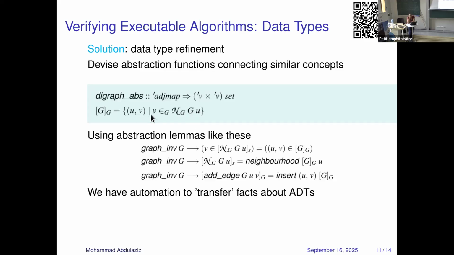Based on these abstraction functions, you prove equivalences, so lemmas that build on top of each other, that show equivalences between the executable representation and the inexecutable ones. For example, here we say a vertex is in the neighborhood computed by the executable neighborhood function if and only if this edge is in the abstract version of that graph. And then based on that, you prove this. And we have automation, which is rather ad hoc, but it works, that allows you to reuse mathematical facts in the context of the executable data types.